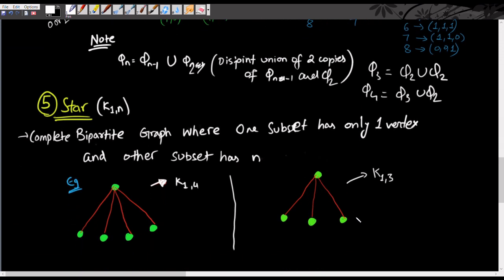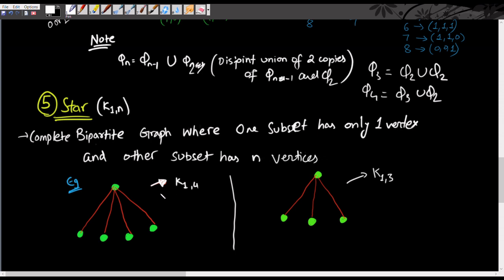And the last type of class of graph is known as a star. It is a very special case of your complete bipartite graph, but in this case, one partition consists of only one vertex. That is why it is K1,n, and you've got your n vertices in your other partition. So it's a complete bipartite graph where one partition has only one vertex, and the other partition has n vertices.